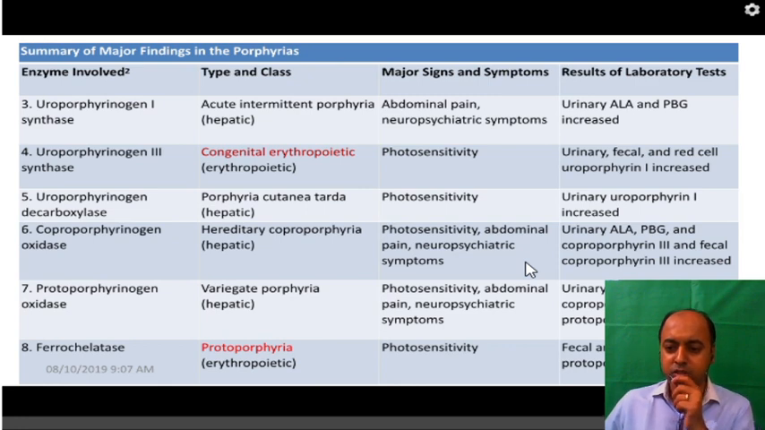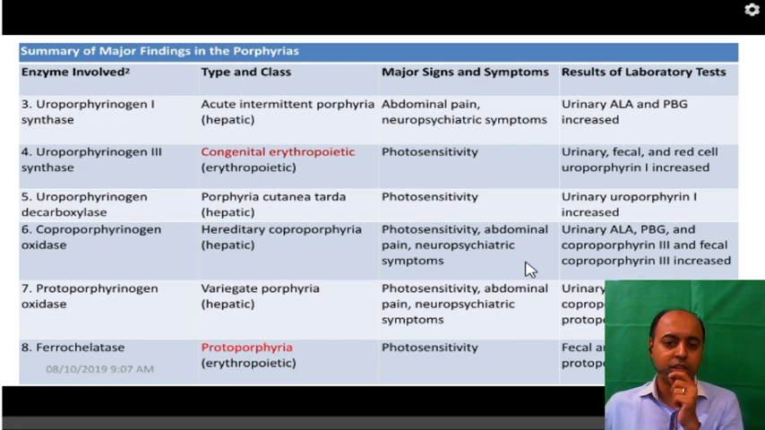In the meantime, Murtaza, can you specify anything you want to know specifically about the homocystinuria? Then we can take it up.